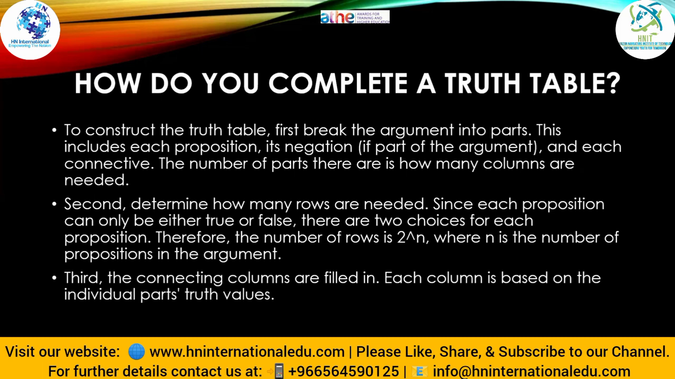So secondly, you will determine how many rows are needed. Since each proposition can only be either true or false, there are two choices for each proposition. Therefore, the number of rows is 2 raised to power n, where n is the number of propositions in the argument. And third, the connecting columns are filled in. Each column is based on the individual parts, the truth values.